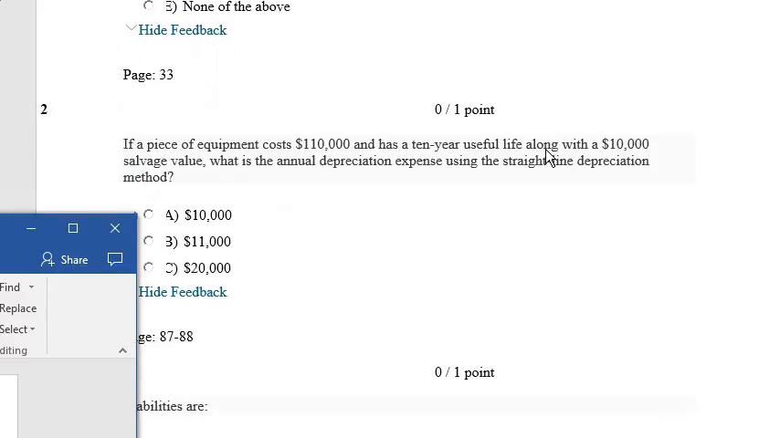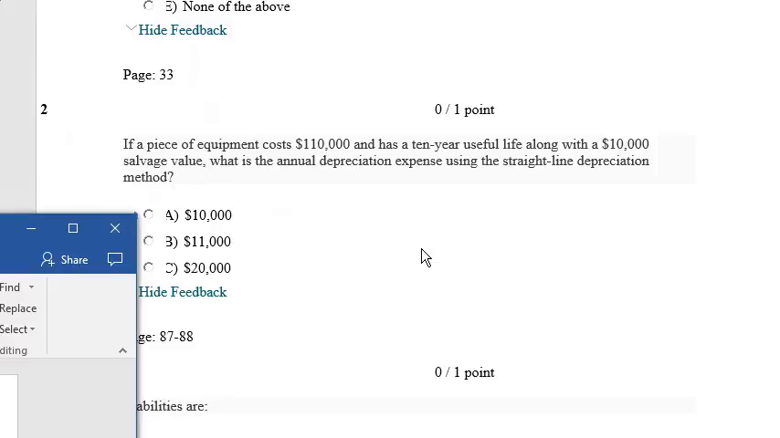A little bit of math, but relax. Don't worry. Take a breath. This should be easy to do. All right, so this is a depreciation question. If you have a piece of equipment that costs $110,000, has a 10-year useful life with a $10,000 salvage value, again, how much it's worth at the end of life, scrap or whatever, it's worth $10,000 at the end.